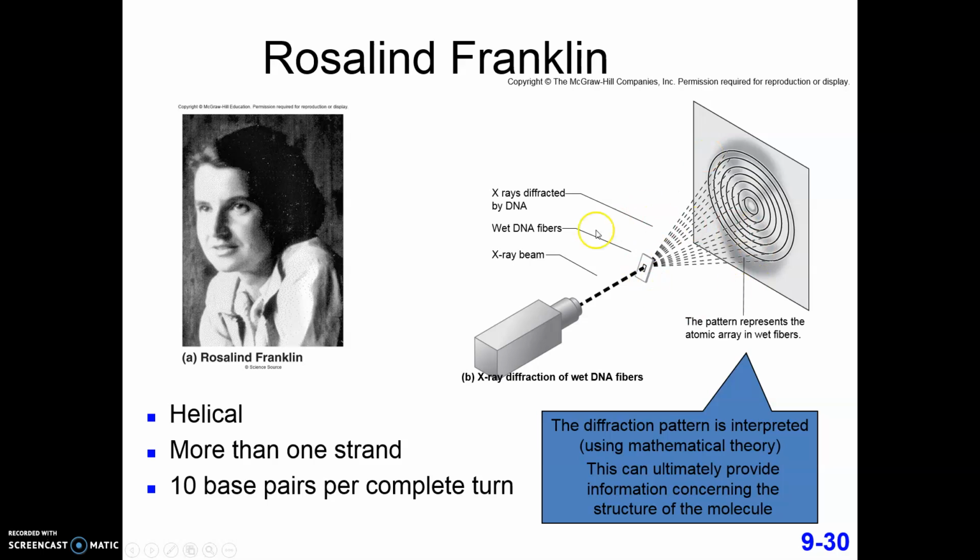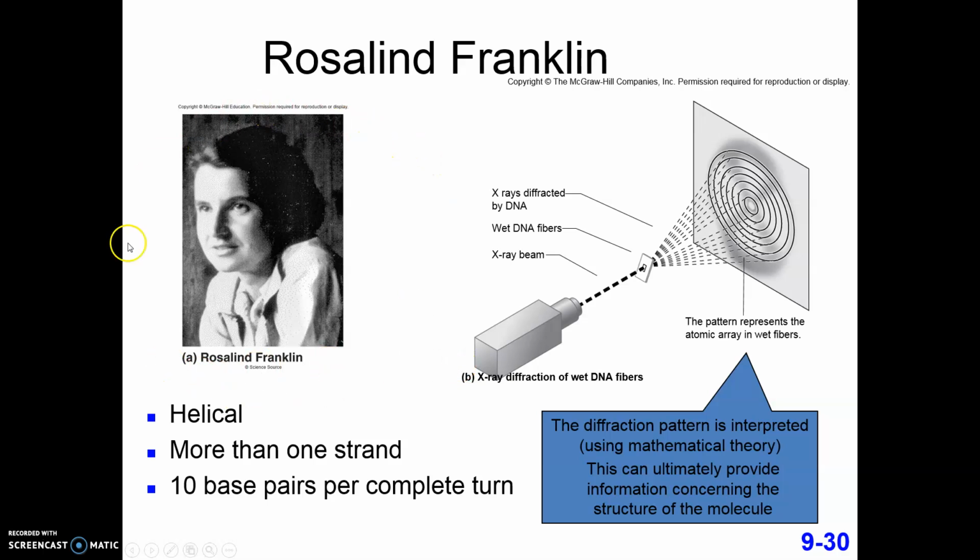Based upon this, you could tell a certain number of things. One is that there was a helix involved. Number two, you could deduce that there was more than one strand of DNA. And the last thing that you could really pull out of this is that there are 10 base pairs per complete turn. And we'll come back to this a little bit later.